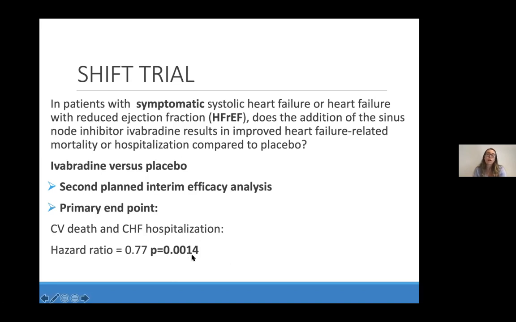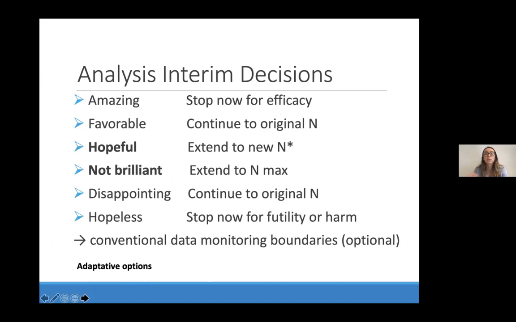0.0014. But this p-value was not quite what they would expect for that interim analysis. Here they used the Haybittle-Peto method, so they were expecting a p-value lower than 0.001, okay? But this was a promising result. And when they had this result, now they would have to take a decision, right? Based on what they planned.